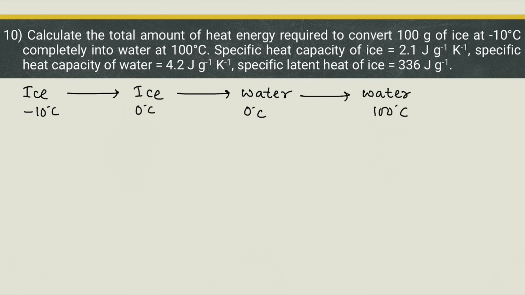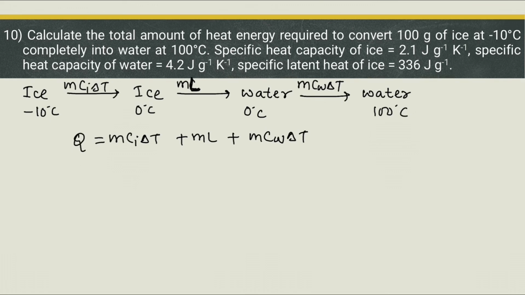Ice at -10 to ice at 0, that is m c_i delta T. Ice at 0 to water at 0, m... sorry, this is change in the state, so only mL. And then water at 0 to water at 100, so m c_w delta T. So when I add these three, m c_i delta T plus mL plus m c_w delta T, that will give us the total heat energy absorbed.